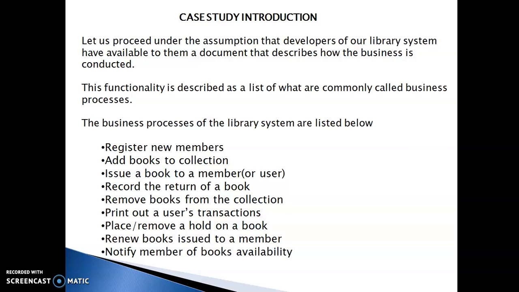Some of the processes which go on in a library system are listed below. First one, register new members, add new books to the collection, issue a book to a member, record the return of books, remove books from the collection, print out a user's transaction, place or remove a hold on a book, renew books issued to a member, and notify a member of a book's availability. So these are all the ongoing processes that normally go on in a library system.